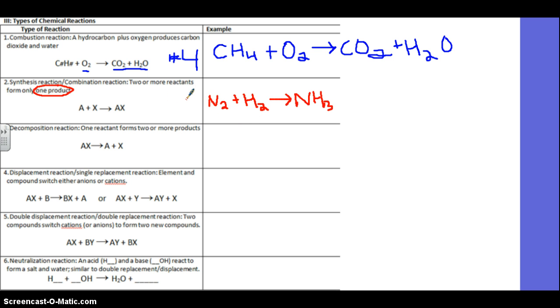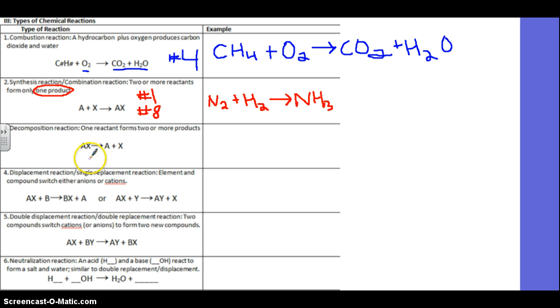Look at the example reactions and find the synthesis reaction. Pause the video and unpause when you're ready to check your answer. You should have found the synthesis examples are number 1, because example 1 only has one product, and also number 8 is another example of synthesis because there's only one product on question 8 as well.